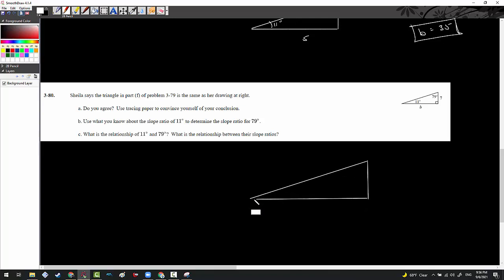We flipped it on its head like this. And so with this guy being 7, this guy ended up being 35. This guy being 11 degrees. This guy being 79 degrees. It said use what you know about the slope ratio of 11 to determine the slope ratio for 79. So let's go ahead and flip him back on his head like we saw in part F. So that puts the 79 degree angle down here and the 11 degree up here.